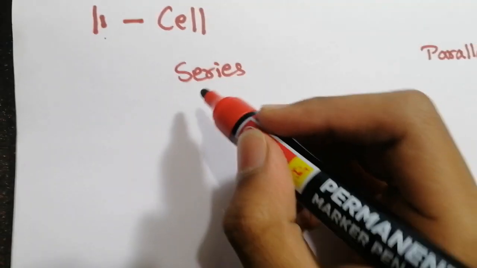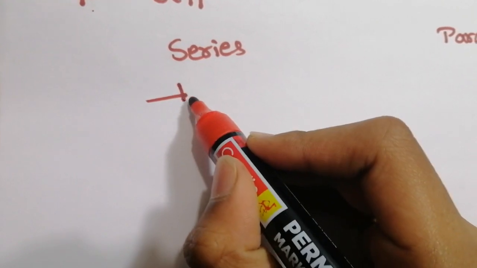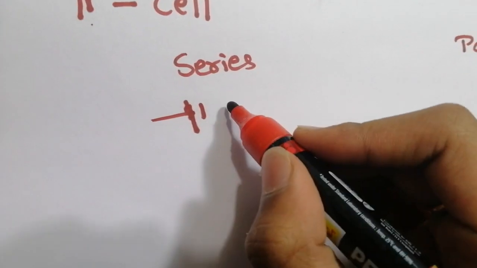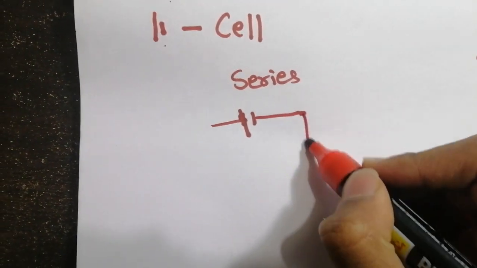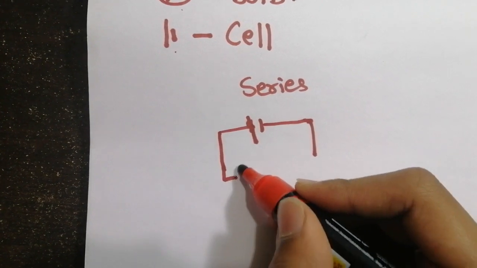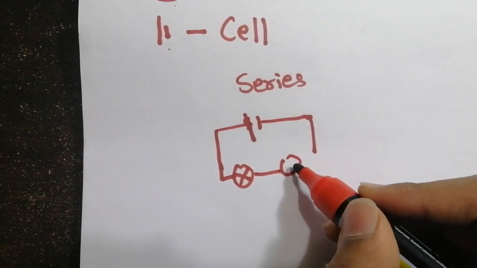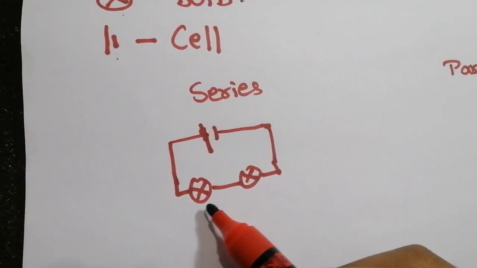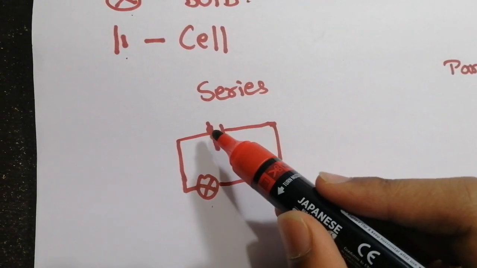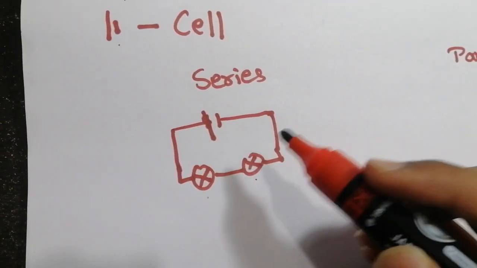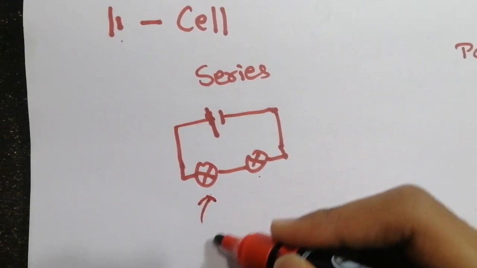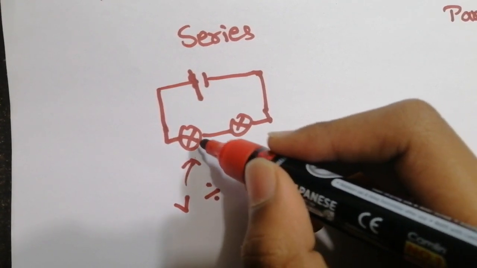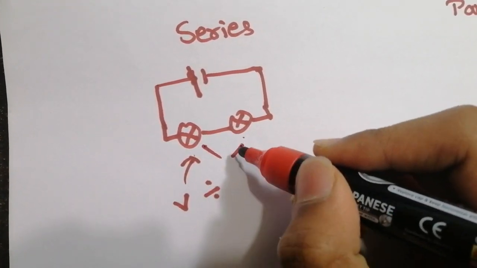So a series circuit is when the components, like the bulb, are placed one after the other. So something like this. As you can see here, one bulb is placed after the other and the current is flowing through both the bulbs. And in these kinds of circuits, the voltage will be divided. It will be divided throughout the components, which are the two bulbs here.